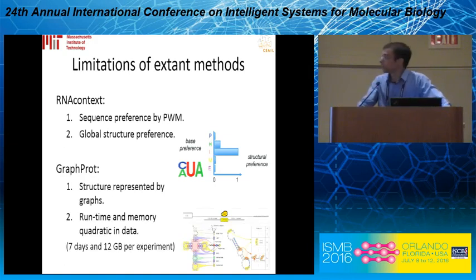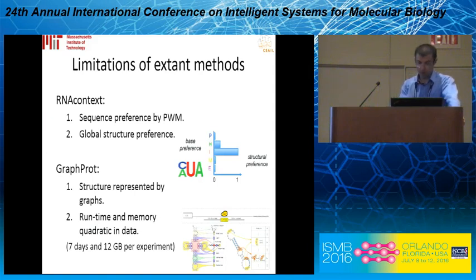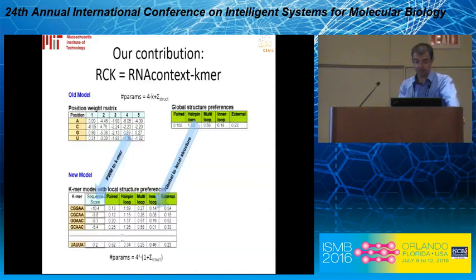For the GraphProt case, the limitation when applied to the specific unstructured data of RNAcompete is that the structure is represented by graphs, and when we try to predict structure as a graph on these unstructured probes, we'll just get a linear sequence. In addition, the runtime and memory are quadratic in the data, so just running the algorithm on one RNAcompete experiment takes more than 7 days. So we need a new algorithm to solve the problem for the RNAcompete data.